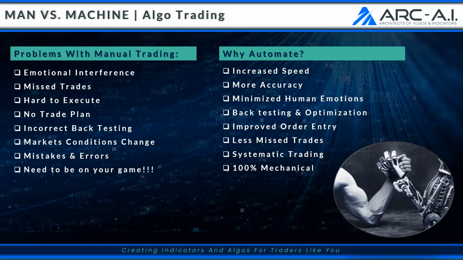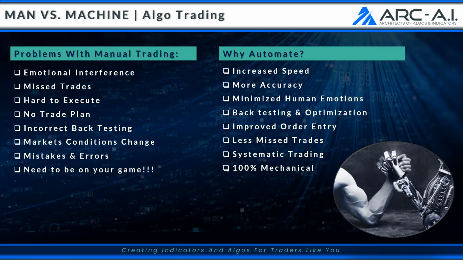Algos can be used, not for options, at least not these ones, because they're for NinjaTrader. Okay, so NinjaTrader doesn't do options, but you can trade Forex futures, or you could trade the S&P futures and so on. Yep, absolutely.